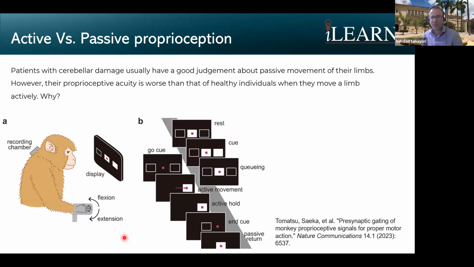I put this picture, which is from a very important paper about the cerebellum published in Nature Communications, doing again a passive-active experiment in monkeys. In this experiment, they were temporarily freezing a part of the cerebellum to see how error comes into the system.